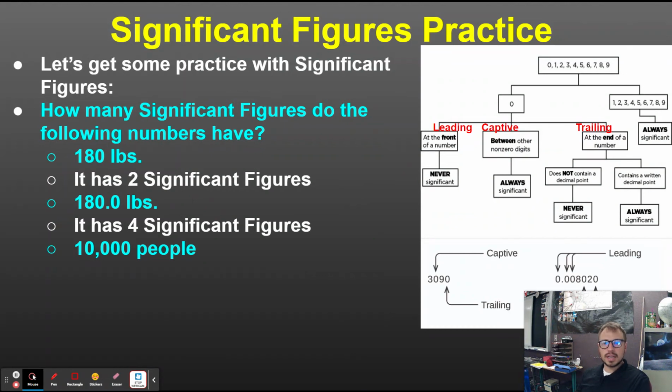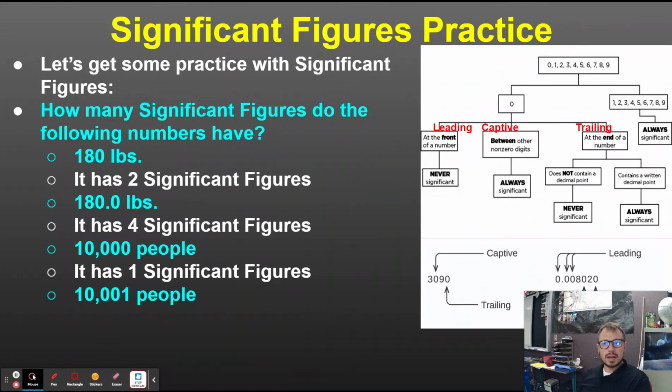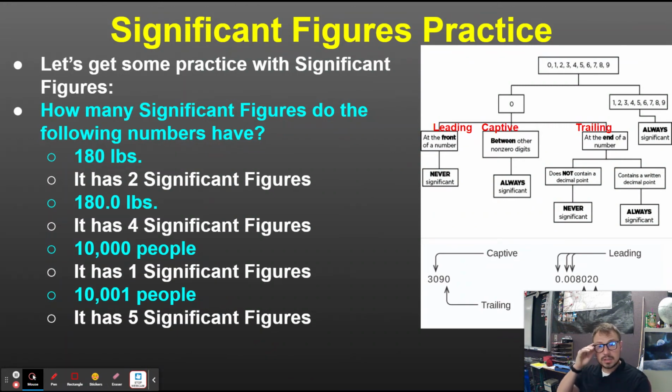Same thing if you're looking at a crowd. If you're looking at 10,000 people, yeah, there's about 10,000 people there. That is one significant figure. But if we look at 1,001 people, I know the 1 and the 1 are going to be significant, so I already have two, and those are captive zeros. So this one has five significant figures. If it's a turnstile that counted 10,001 people, those are accurate digits. But just saying about 10,000, you don't know if those digits are accurate. That's the difference there.